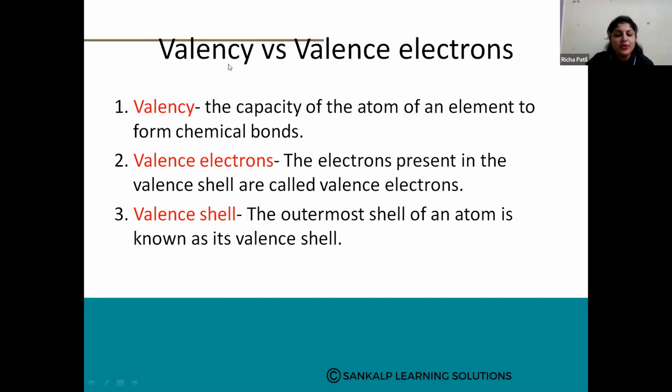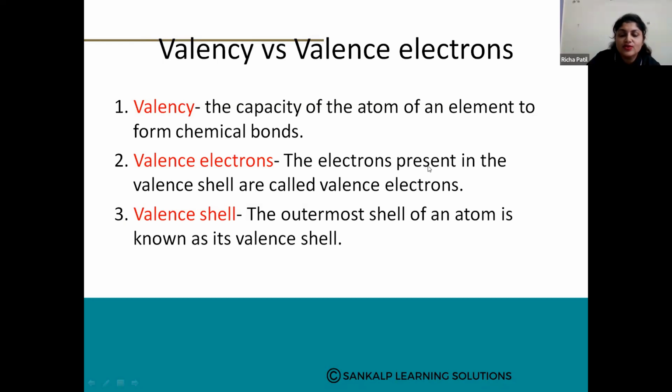Next is what we mean by valency and what we mean by valence electrons. What is valency? It is the capacity of an atom of an element to form chemical bonds. Valency tells you about the capacity of an atom of an element to form chemical bonds.